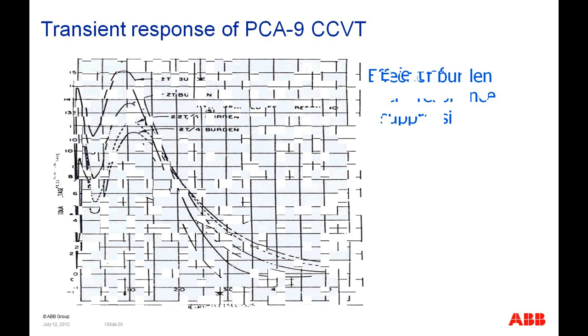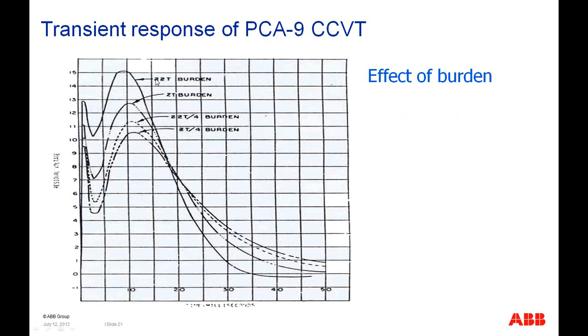And then we look at the burden that we can have. As we said before, the ZZT burden was a 400 volt amp burden and the ZT burden was 200 volt amps. You can see that the higher the burden you put on these devices, the more residual voltage you'll get when you turn off the voltage also. So here we have 15% for the ZZT burden, and if you put a quarter of the ZT burden on, which would be only 50 volt amps, it goes down to a value like 10% or so. So you can see as we lower the burden on the CCVT, we get a better transient response also.